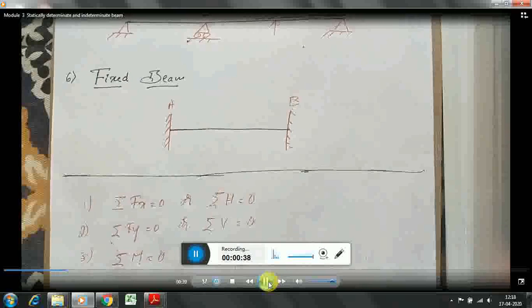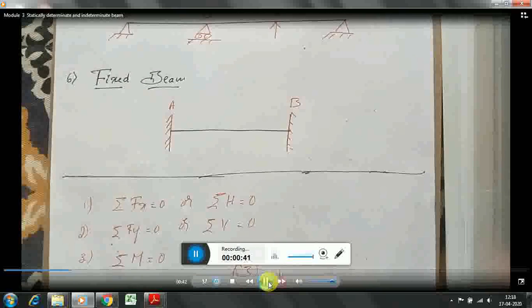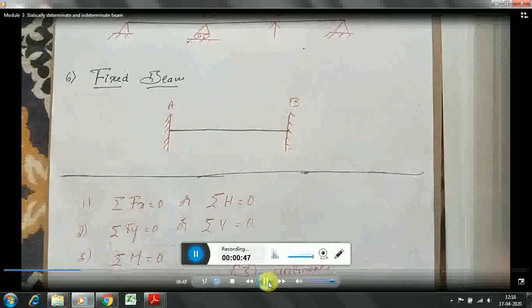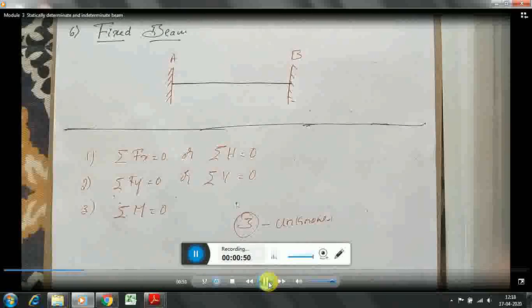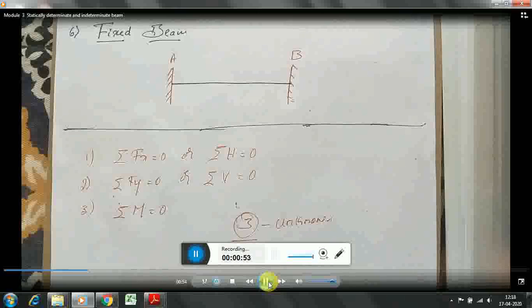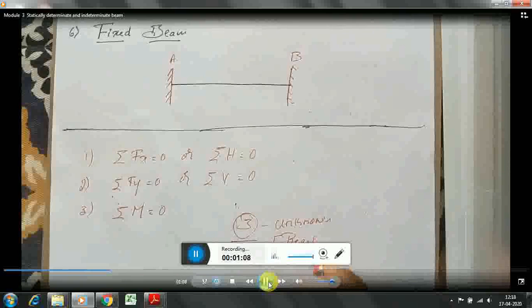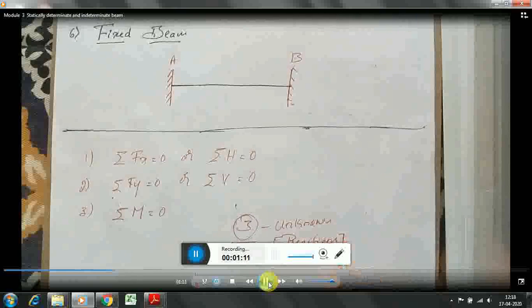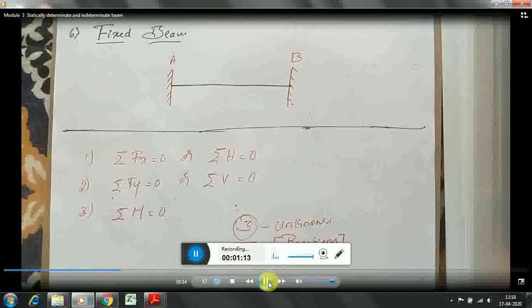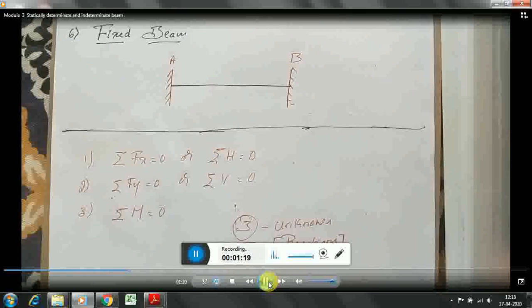So if the beam has three unknowns, then with the help of these three conditions we can find the solution. If the beam is having only three unknowns, we can find the solution with the help of these three fundamental equilibrium equations. Then the beam is called a statically determinate beam. That means the unknowns are nothing but the reactions. If the beam is having only three reactions and I have three equilibrium conditions, then I can get the solution for that problem, and that type of beam is called a statically determinate beam.